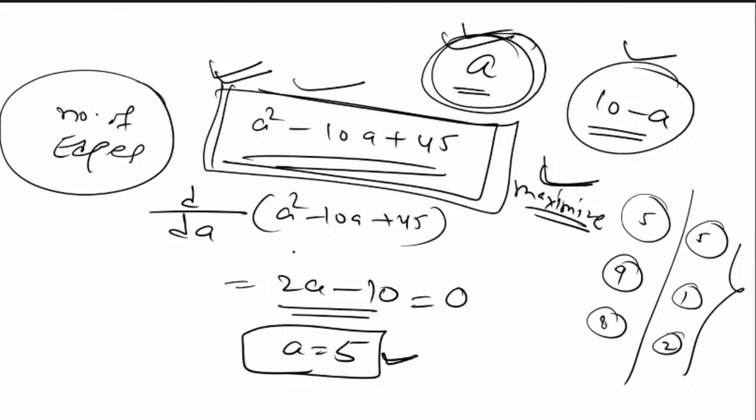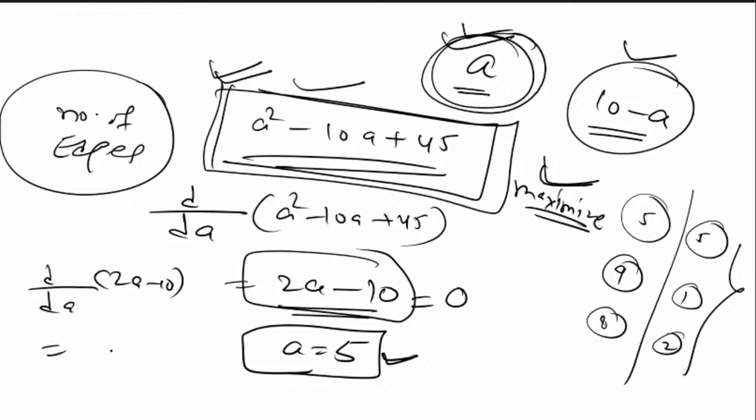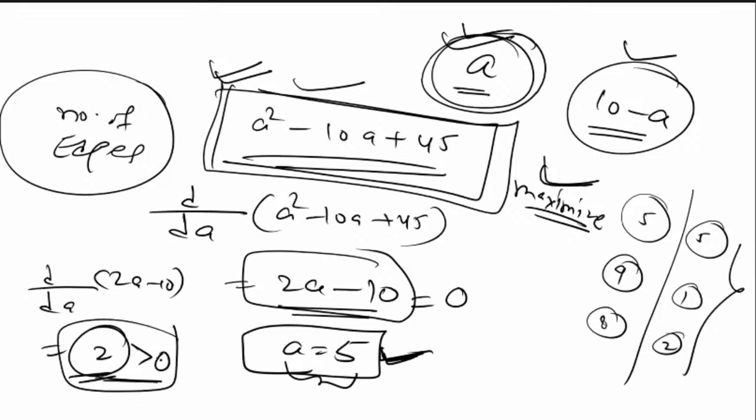So we will double differentiate it, means we again differentiate d/da of 2a minus 10. If you do the double differentiation, you will get 2, and this is a positive value, greater than 0. Because this is greater than 0, you can say that this a equal to 5 will give us a minimum. So a equal to 5, the partition 5 comma 5, actually gives us the minimum number of edges.